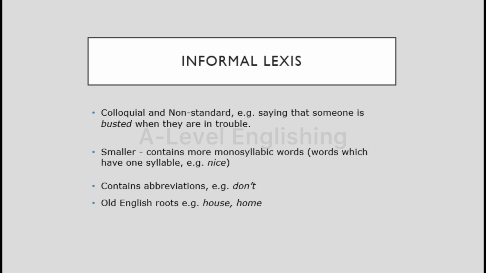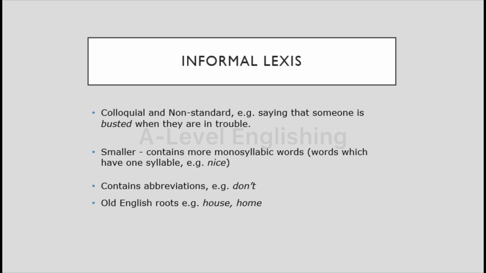Now, pretty self-explanatory, informal lexis is typically used more in spoken language, as we tend to use a more casual tone in speaking. Colloquial and non-standard. For example, saying that someone is busted when they're in trouble. The words are typically smaller, containing more monosyllabic words. Now, what is that? Those are words which have one syllable. For example, nice, or grub, or cat, or mat.